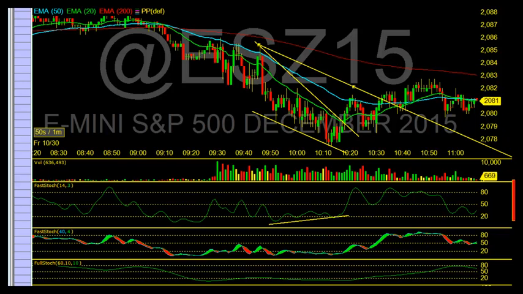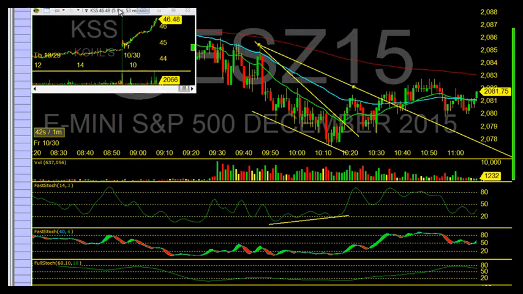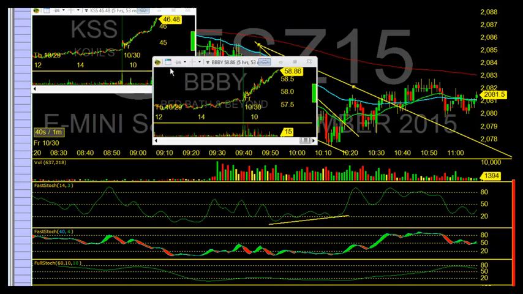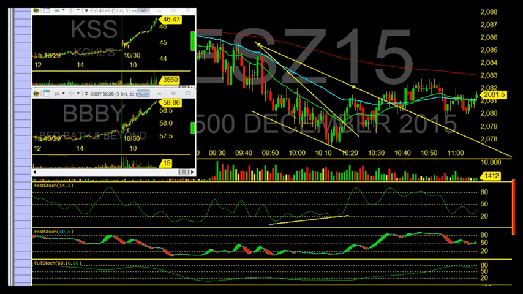Again, picked up some Kohl's. We're holding on to the Gap, Bed Bath & Beyond, looking good. Everything looking good. I mean, you got to see these stocks here. I am extremely happy. Kohl's here ripping higher. Bed Bath & Beyond here ripping higher. I think we're going to get some follow-through on these next week, too.